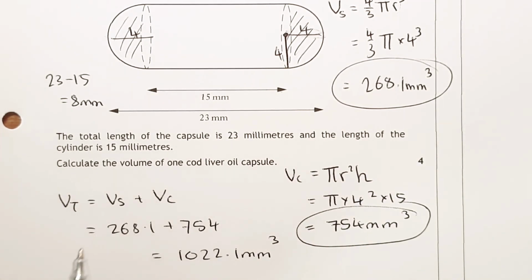It's always good to check to see if it says anything about rounding. It doesn't tell us to give it in liters or anything. So just leaving in, or not liters, sorry, in meters or whatever. So we can just leave it as cubic millimeters.